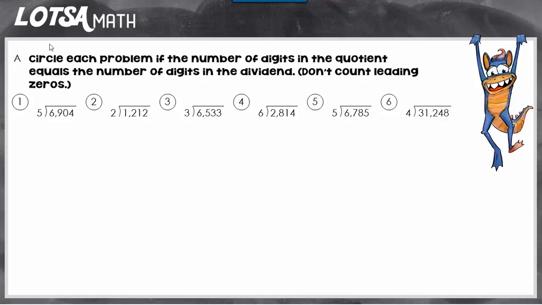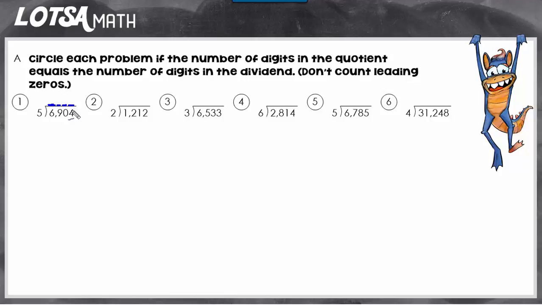On number 1, we see 6,904 divided by 5. So to figure out how many digits will be in the quotient, you'll start by looking at the first digit, 6, and ask yourself, can 6 be divided by 5? And since your answer is yes, there will actually be an answer for that. So I'm putting a blank here to show where one of the digits in the answer would go. Once I figure out where the first digit of the answer would go, then I know that above every other place, there will be another digit of the answer.